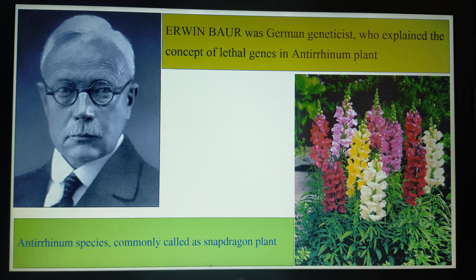In plants, Erwin Baur, a German geneticist, in the year 1907 described lethal alleles in a plant called Antirrhinum species. Right? Antirrhinum is commonly called snapdragon. One of the species of Antirrhinum is Antirrhinum majus. In that plant he noticed the presence of lethal alleles. Let us discuss how.